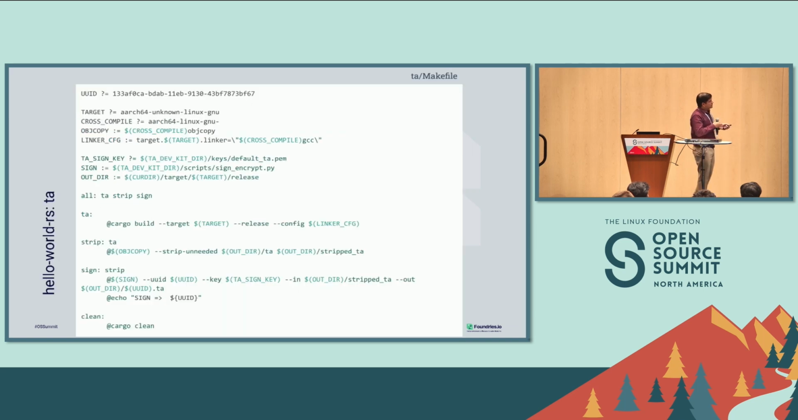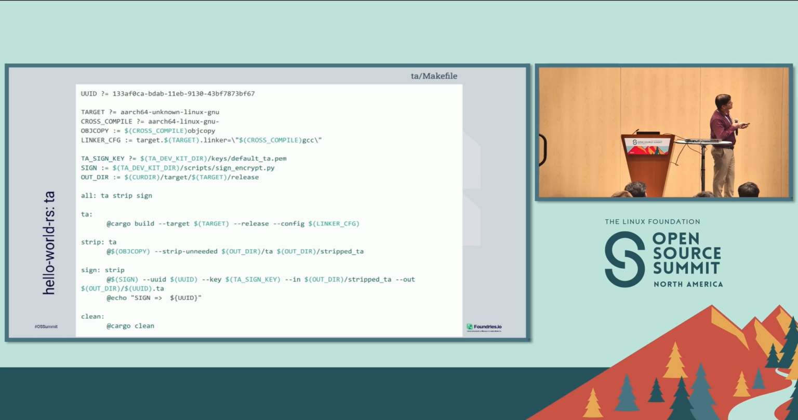And lastly, this is the Makefile. Here again, you will see it is cross-compiled. That's why we are setting up the linker for the Rust compilation. And the last thing here, you will see we are signing the trusted application as well. Usually all the trusted applications which are loaded by OP-TEE are signed and verified during load. So we have to sign it, and we are using the TA dev directory that is provided to us.